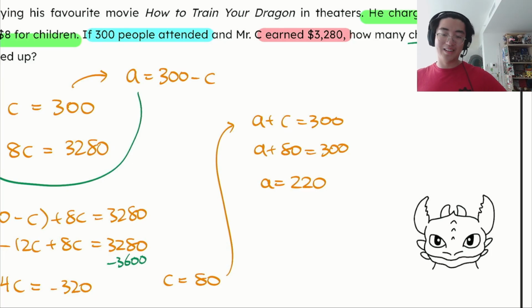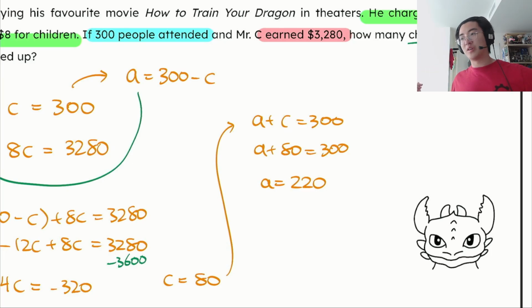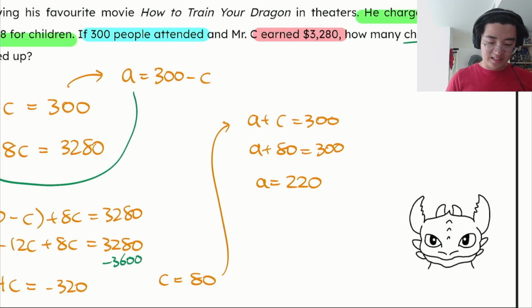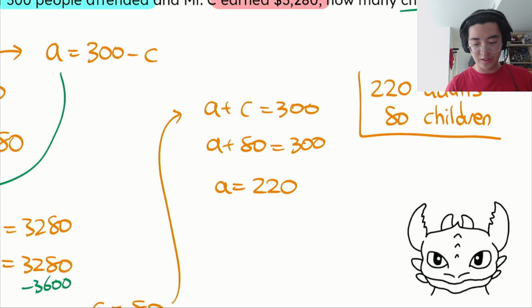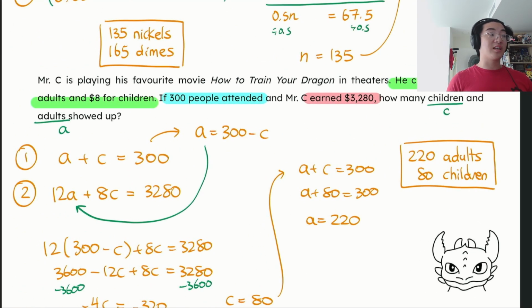But they literally mean nothing. Could be 220 anything: 220 chickens, 220 dragons, 220 whales. So we have to specify it is 220 adults and 80 children. So always make sure to give your answer with the context in mind.